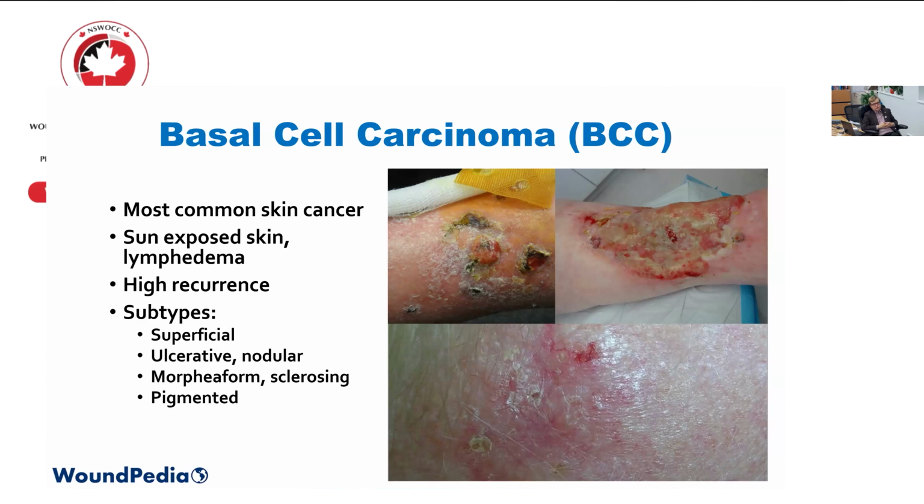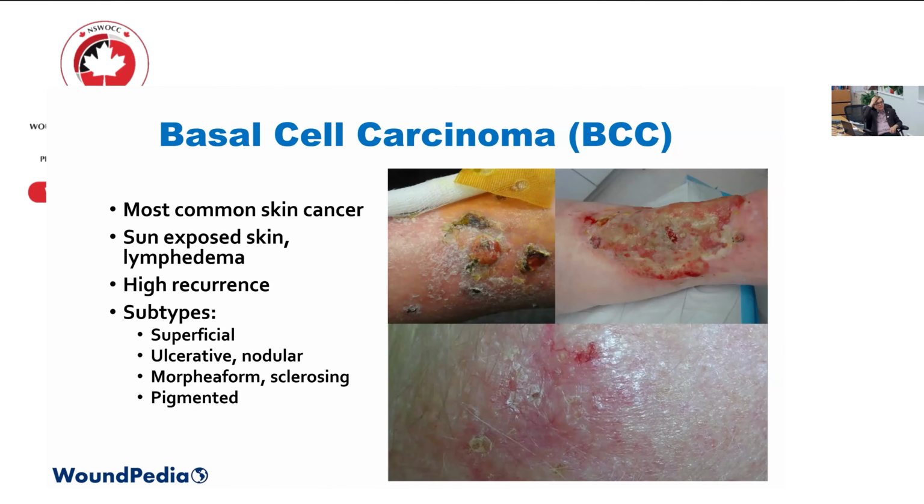Can you show the round donut, Andrew, in the left upper picture. And right there, that's the basal cell. And it's sun-exposed skin, lymphedema. There's a superficial type, an ulcerative or a nodular type, one that looks like morphea, so it kind of blends in, sclerosing. It looks like scar tissue, and there's even occasional pigmented ones.